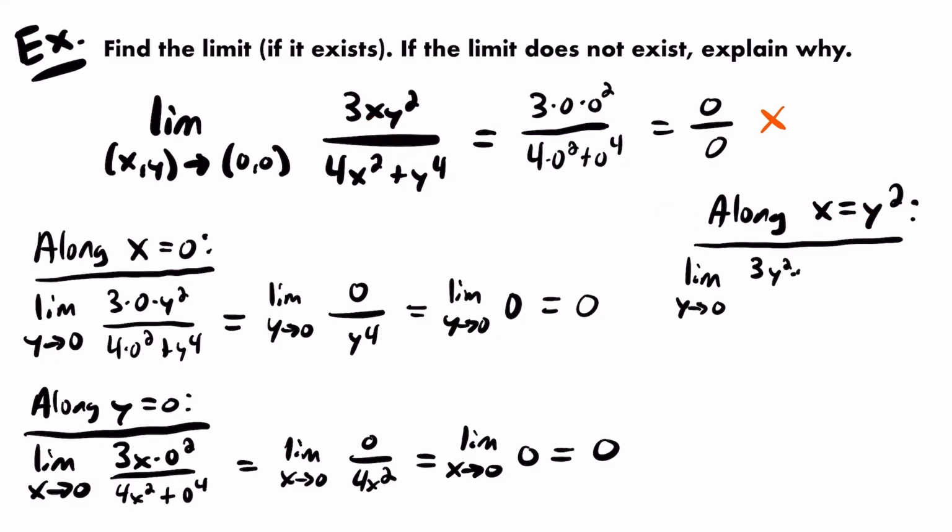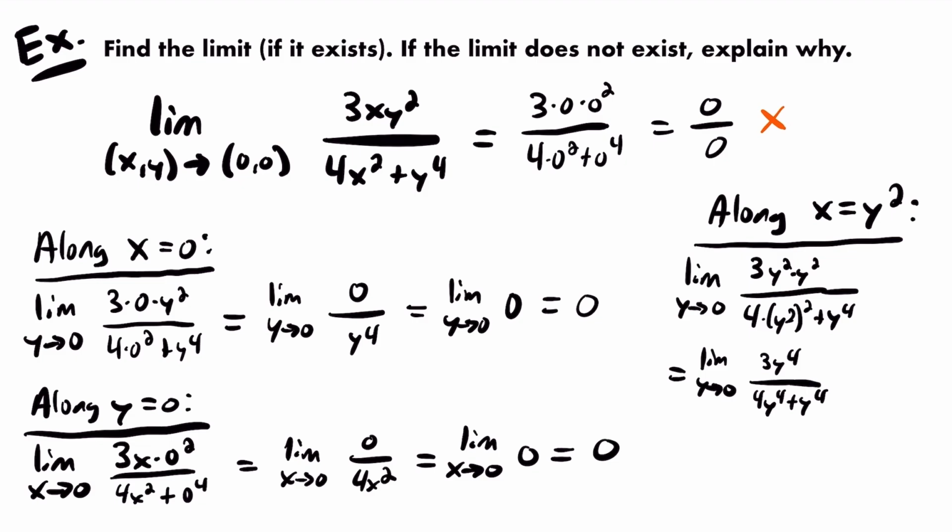So y squared times y squared divided by 4 times x squared. So you'll have y squared squared plus y to the power of 4. And so simplifying, we get the limit as y approaches 0 of 3y to the power of 4 divided by 4y to the power of 4 plus y to the power of 4. All right, y squared times y squared is y to the 4th power, and so is y squared squared. You get y to the 4th power times 4.